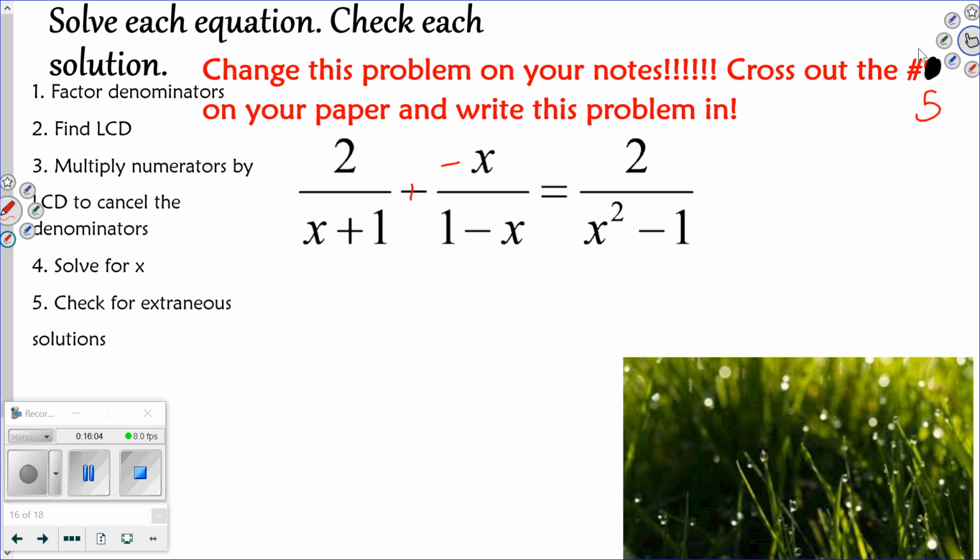All right, so right now, what is wrong with the bottom? That's 1 minus x, not x minus 1. It's not in standard form. So what have I always told you? If it's not in standard form, what do we need to do? We got to write it in standard form. So that's negative x plus 1. Do we like the first term negative?